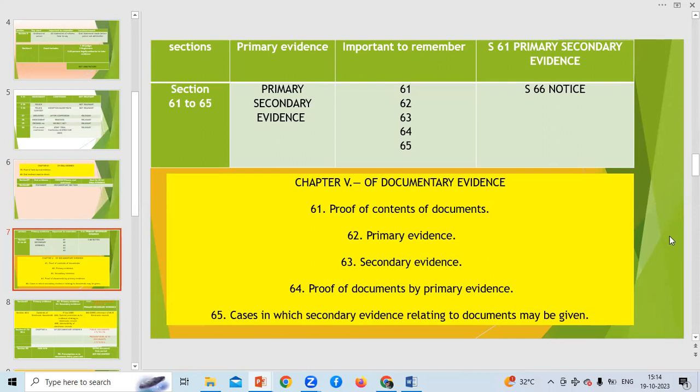So how should the documentary evidence be taken? Section 61 says about proof of contents of documents, 62 about primary evidence, 63 about secondary evidence, and 64 proof of documents by primary evidence. In 65, cases in which secondary evidence relating to documents may be given. Section 66 talks about notice. So these are the points to remember in sections 61 to 65 of chapter 5, which talks about documentary evidence.